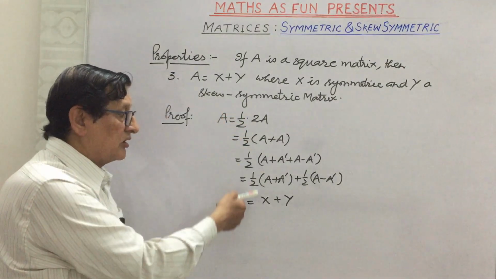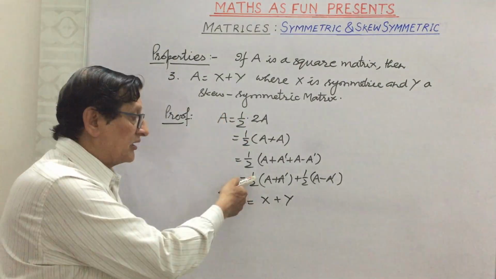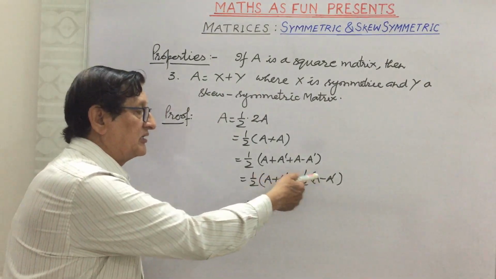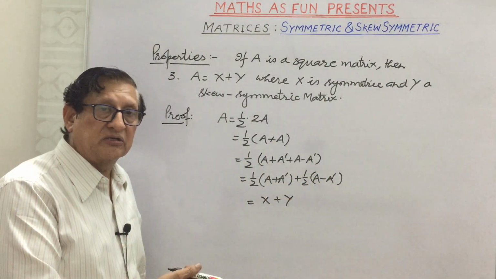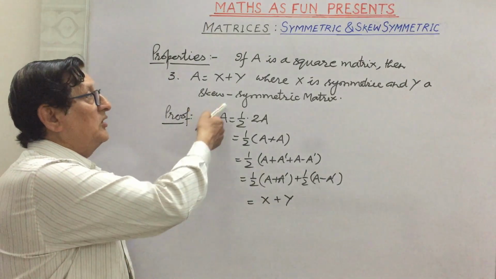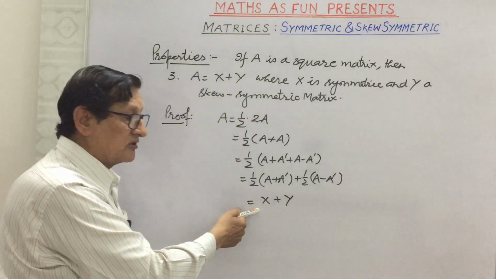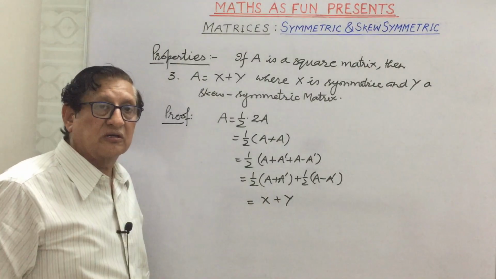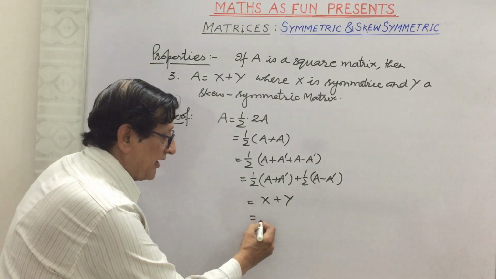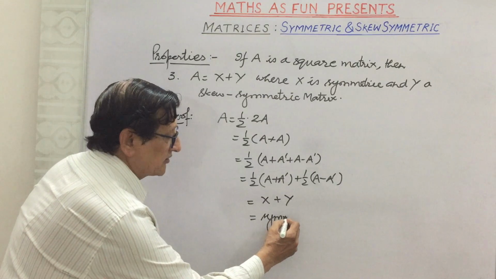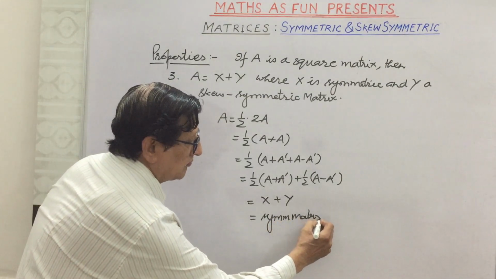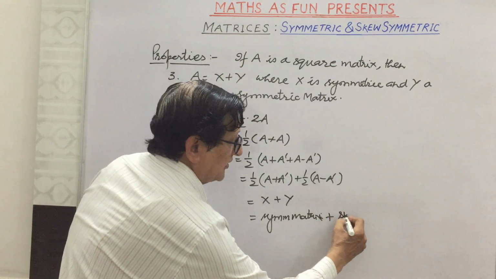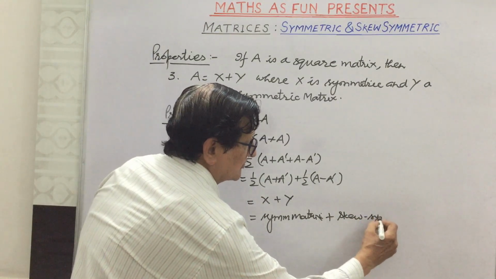And we have just now learnt in property 1 and 2 that half of A plus A dash is symmetric and half of A minus A dash is skew symmetric. So we can say that any square matrix can be represented as the sum of a symmetric and a skew symmetric matrix, where X is a symmetric matrix and Y is a skew symmetric matrix.